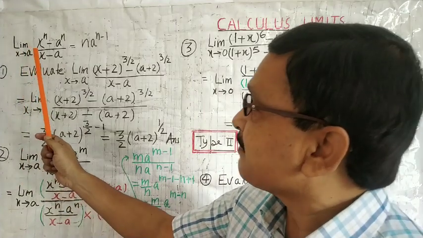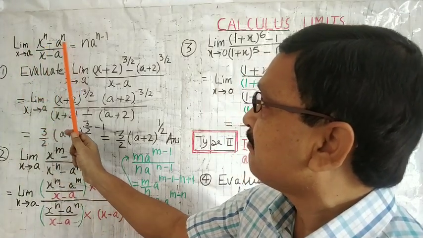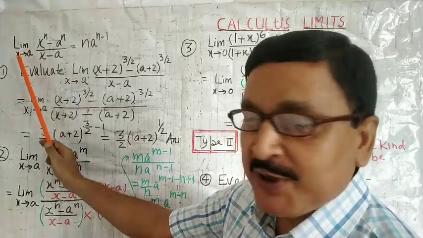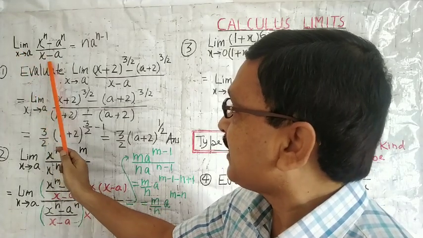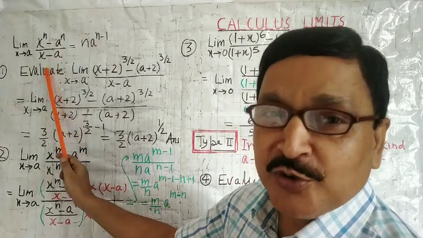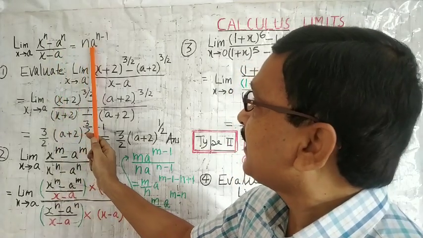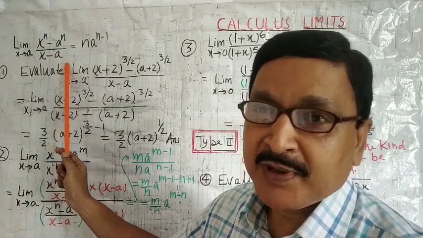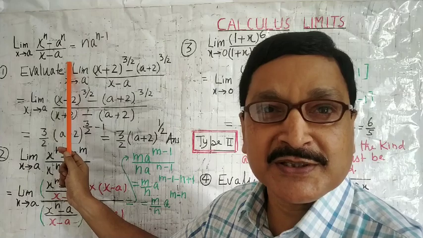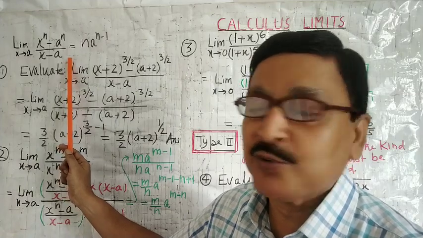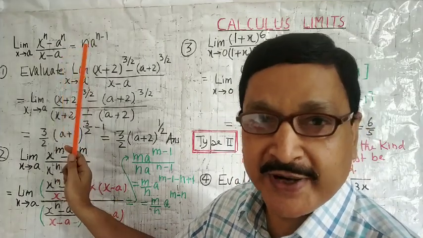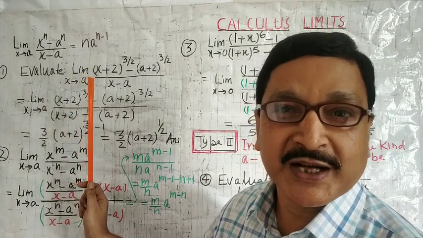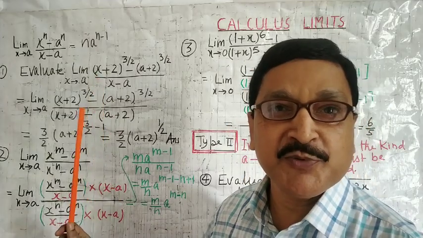The first formula was (x^n - a^n)/(x - a). When x goes to a, if you put the value x = a directly, it will come 0/0. So this is the formula n a^(n-1). Wait, children, I will give the proof of this formula. When differentiation starts, differential calculus will give you the proof easily. I will always try to give an easy proof, not a complicated one, so you have to wait.